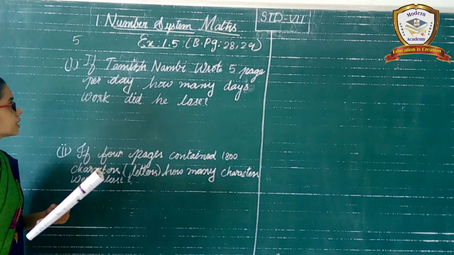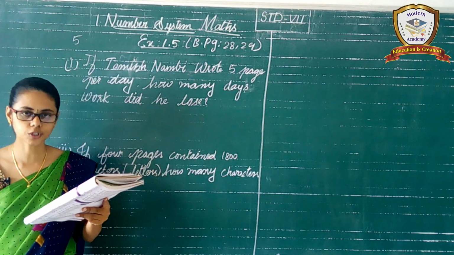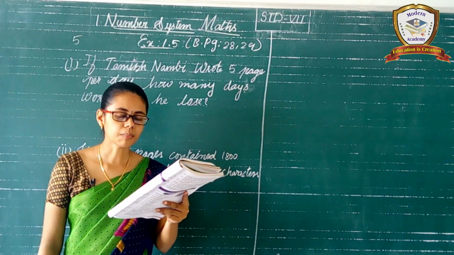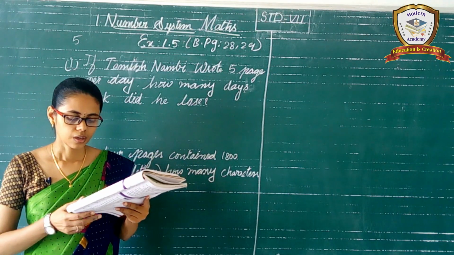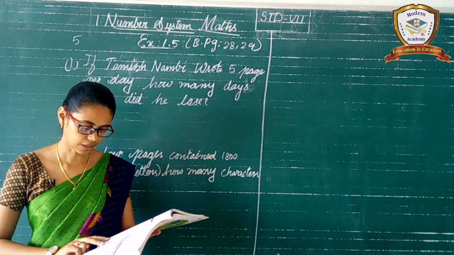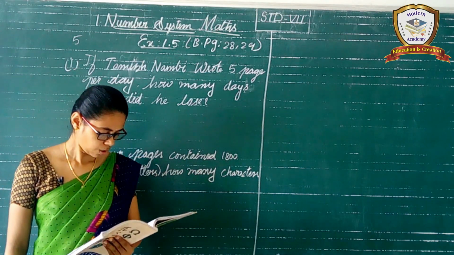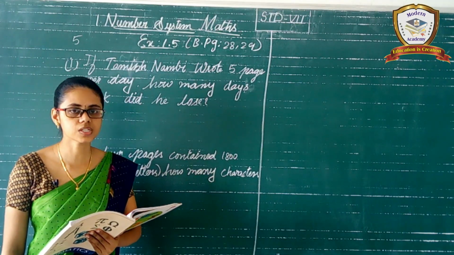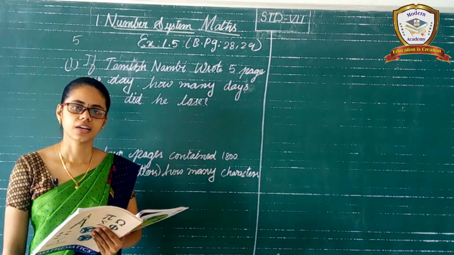Okay, next see the fifth sum. Take book page number 28. See the fifth question. A poet, Tamil Nambi, lost 35 pages of his lyrics when his file got wet in the rain. Use integers to determine the following. One, the poet lost how many pages? 35 pages lost in the lyrics due to getting wet in the rain.